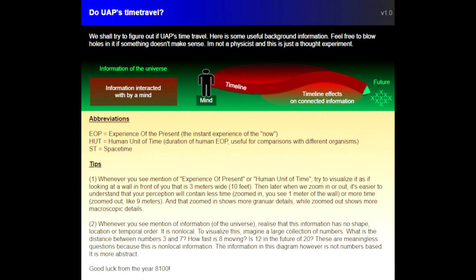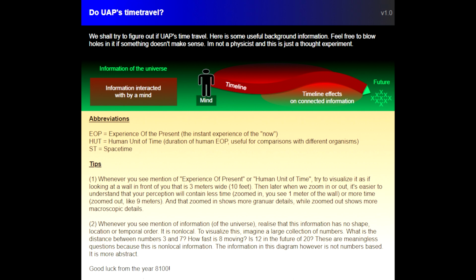2. Whenever you see mention of information of the universe, realize that this information has no shape, location, or temporal order. It is non-local. To visualize this, imagine a large collection of numbers. What is the distance between numbers 3 and 7? How fast is 8 moving? Is 12 in the future of 20? These are meaningless questions because this is non-local information.